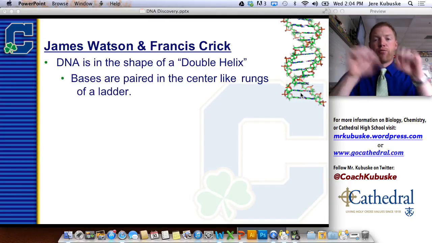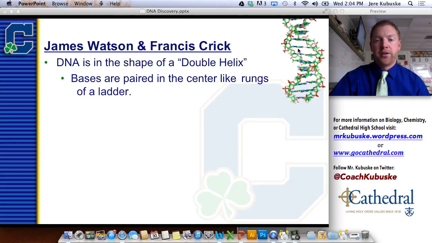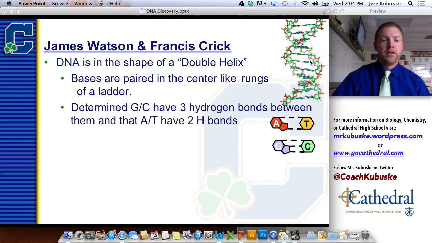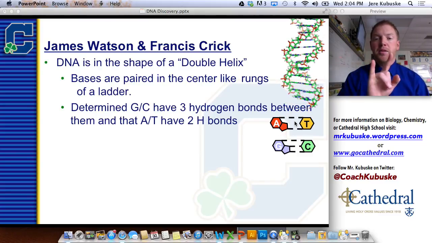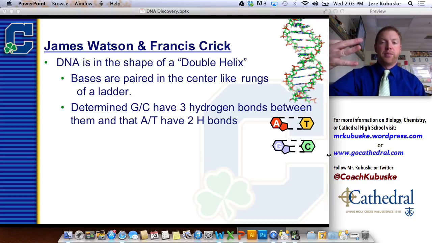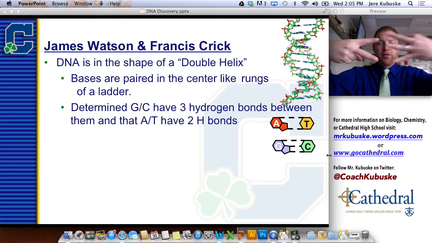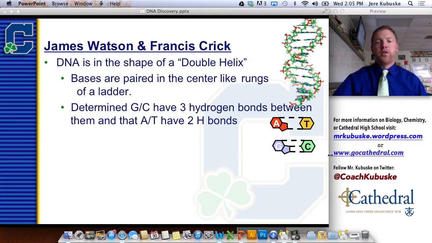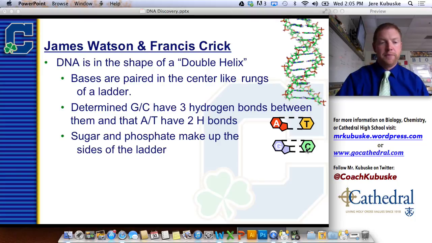In the center, like rungs of a ladder, are the bases paired together. A on one side, T on the other, G on one side, C on the other. They determined that A and T can have 2 bonds between them and no more, 2 hydrogen bonds, and that G and C have to have 3 hydrogen bonds between them. So if I need 2 bonds but something else has 3, they can't get paired together, which is why A has to bond with T and G has to bond with C.